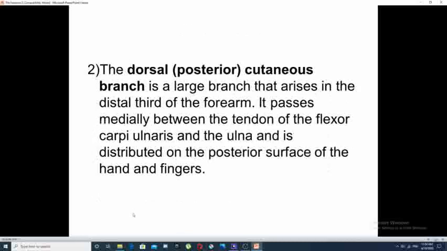Another branch is called the dorsal or posterior cutaneous branch of the ulnar nerve, which is a large branch of the ulnar nerve. It arises in the distal third of the forearm, and it passes medially between the tendon of the flexor carpi ulnaris and the ulna. It is distributed on the posterior surface of the hand and the fingers. An important point in the dorsal cutaneous branch of the ulnar nerve: it supplies the skin over the medial third of the dorsum of the hand.